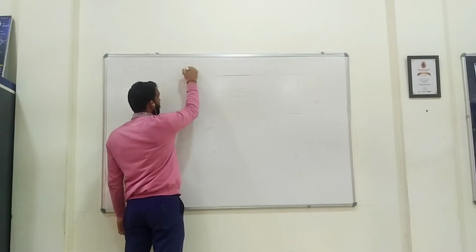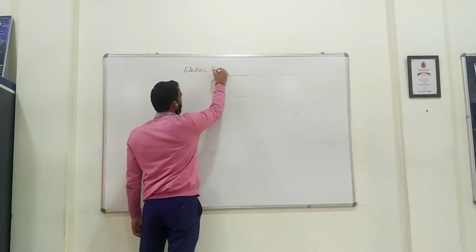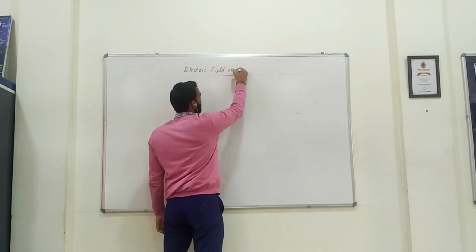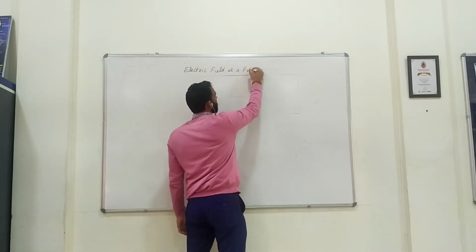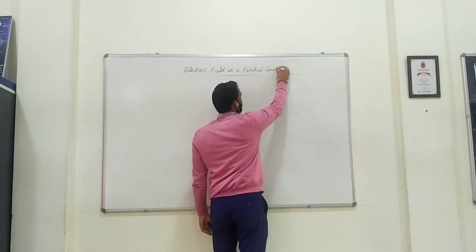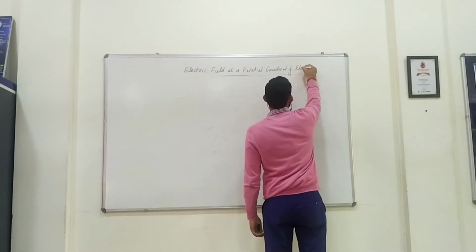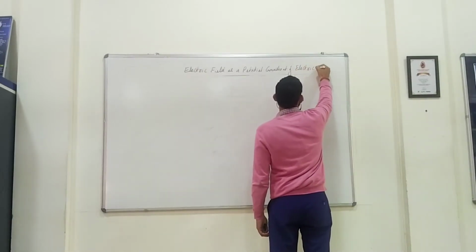So this is something we call potential. We call electric field the potential gradient of electric potential.